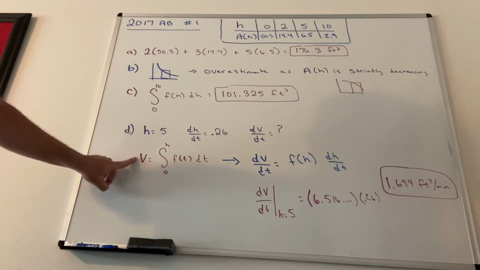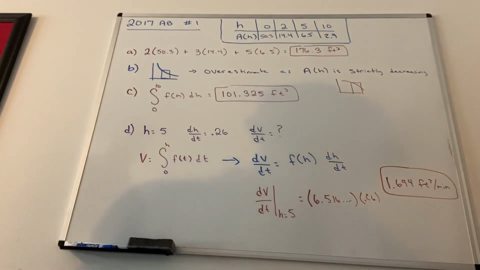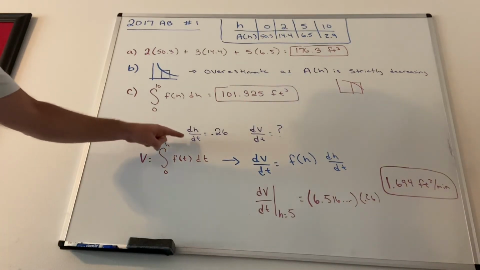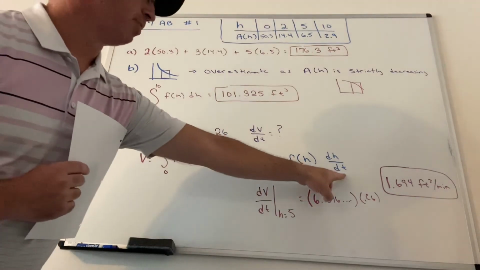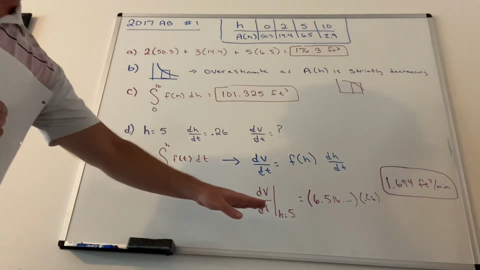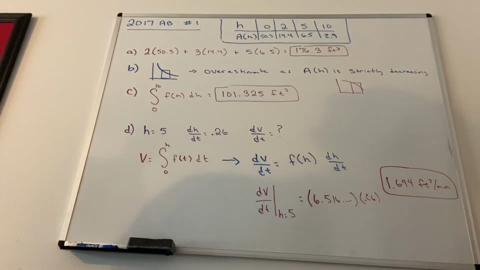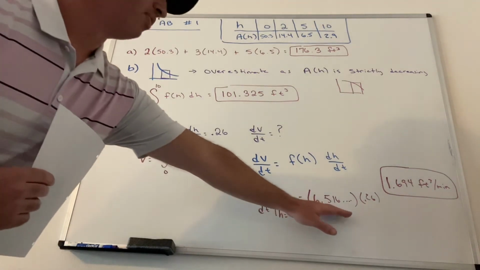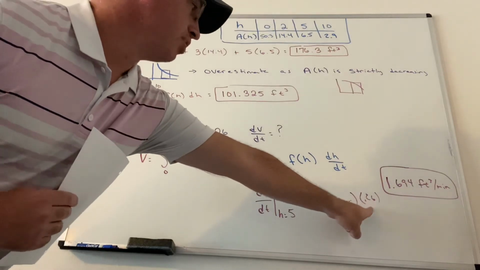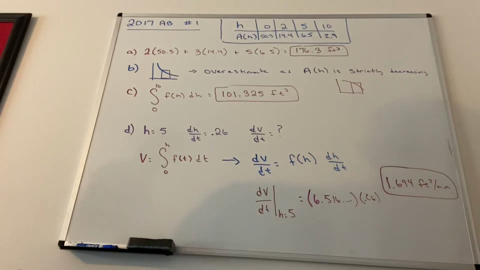So 1 dV dt. And then here, when I derive this, I'm deriving an integration with a variable as the upper limit. You plug in the upper limit and multiply by the derivative of the upper limit, right? Doesn't h derive to 1 dH dt? Okay, and then from there, you just plug a 5 in, so dV dt evaluated at 5. Well, f of 5, again, you're just plugging a 5 into that f of h equation given in part C, and that's 6.516, times you know that dH dt is 0.26, and that gives you your final answer of 1.694 feet cubed per minute.